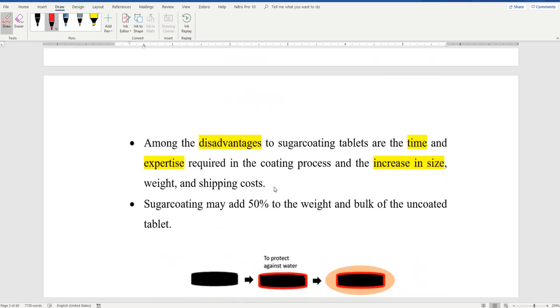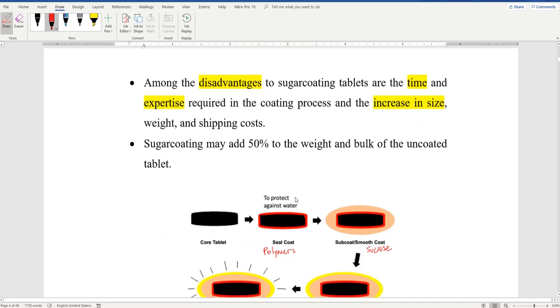Now, what is the problem with that? The problem will be a disadvantage. One, it takes long time. Later on in part 2, we will talk about coating in general, including sugar coating, and you will see that so much time and effort is involved, and it needs expertise in the process, meaning someone specialized. So it takes long time, many steps, needs expertise, and another disadvantage is increase in the size.